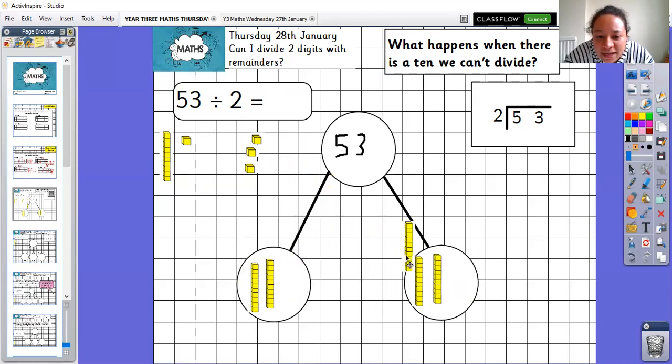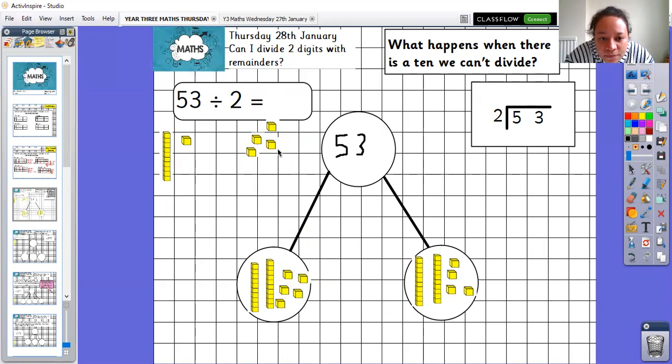If I wanted to share this 10 out, I need to exchange. So I'm going to get rid of that one and I'm going to exchange it for 10 ones. 1, 2, 3, 4, 5, 6, 7, 8, 9, and 10, and then I can continue sharing. So here we go. So one each, so I'm dividing them up amongst 2 because I'm dividing by 2. And I keep sharing until they're all gone or until I've got one that would make it unequal.